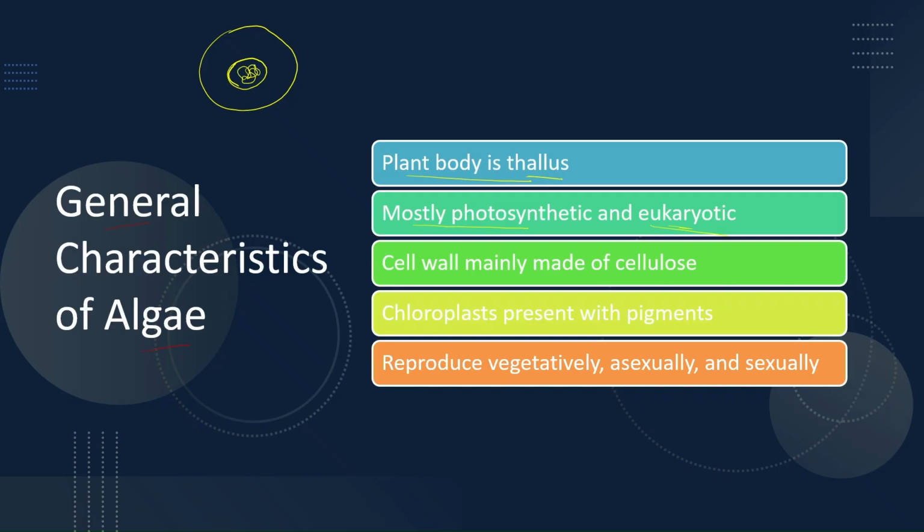Inside the nucleus they have a chromosome. This is called eukaryotic. Prokaryotic means they have a cell wall. There is no nuclear membrane. The chromosome is present freely in the cytoplasm. So this is the difference between prokaryotic and eukaryotic. Cell wall mainly made up of cellulose. Chloroplasts present with pigments, reproduce vegetatively, asexually and sexually. We'll study deeply in the next slide.